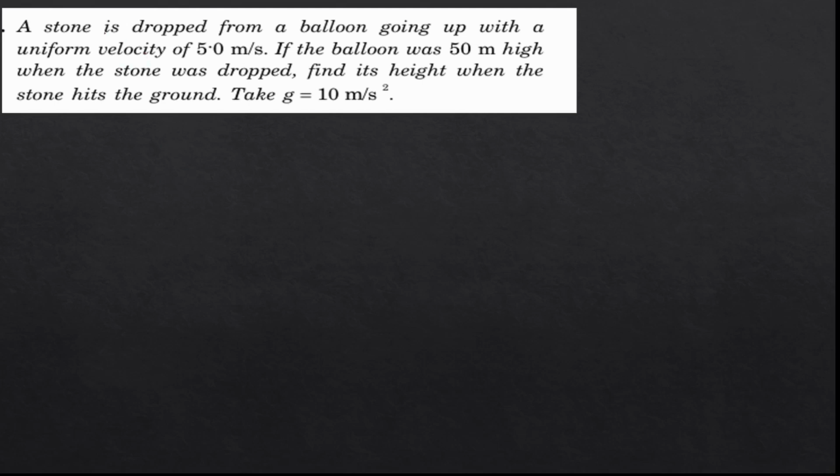Here you can see what the question is asking: a stone is dropped from a balloon which was going up. Say this is that balloon which is going up with a velocity of 5 meter per second, and the stone is dropped from here towards the downward direction, right? And we need to take the value of g.